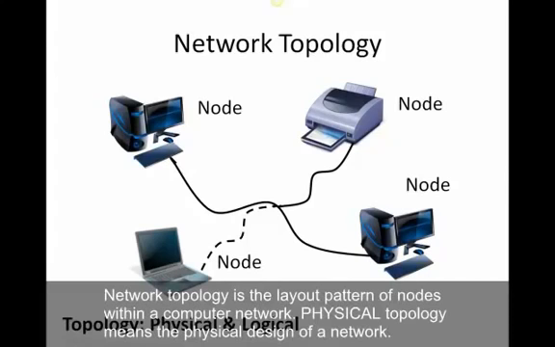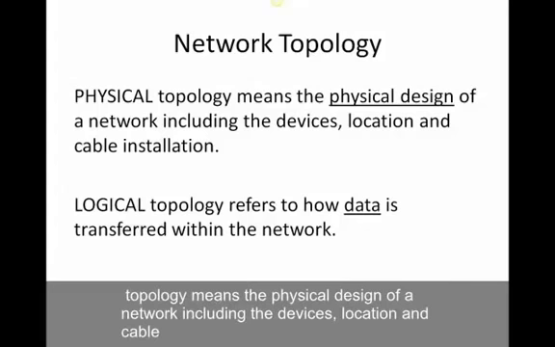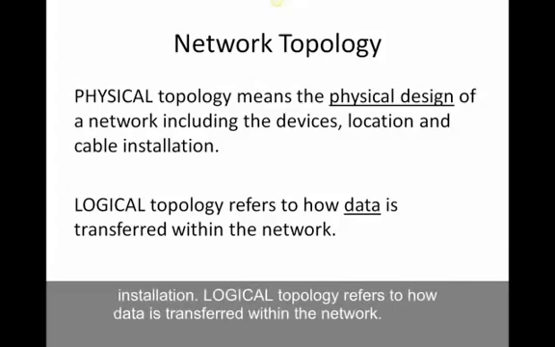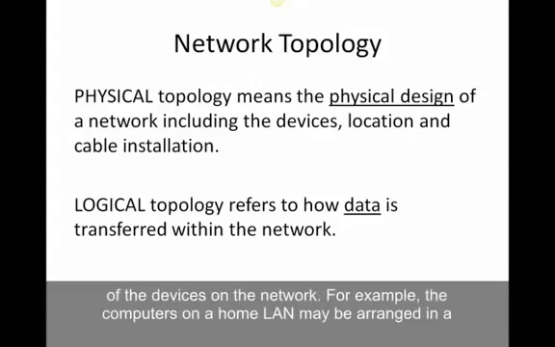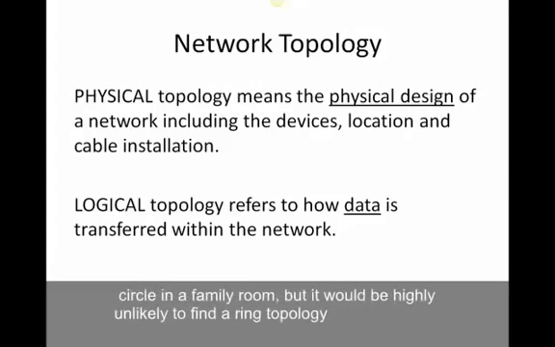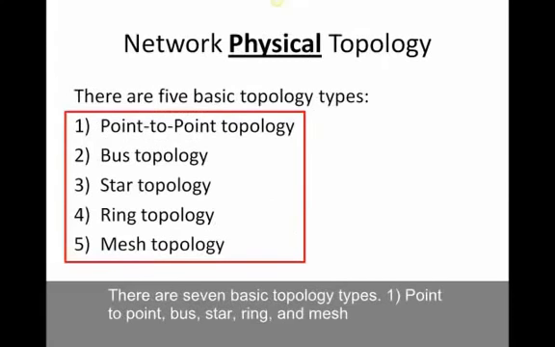The physical shape of a network does not necessarily correspond to the actual physical layout of the devices on the network. For example, the computers on a home LAN may be arranged in a circle in a family room, but it would be unlikely to find a ring topology there. For the purposes of this class, we're going to be focusing on physical topology. Focus on the 5 basic topology types and take a look at each one.